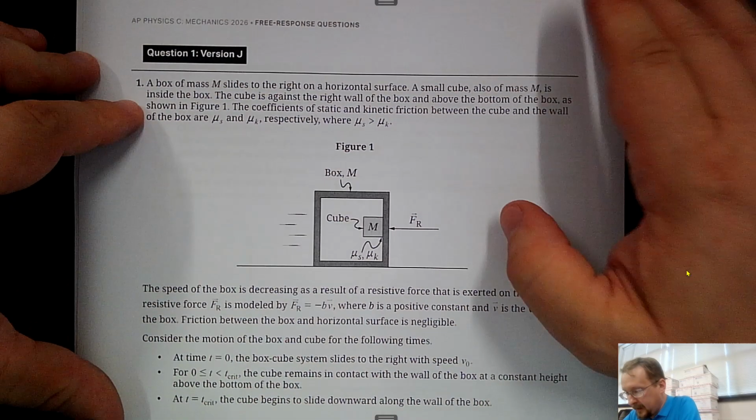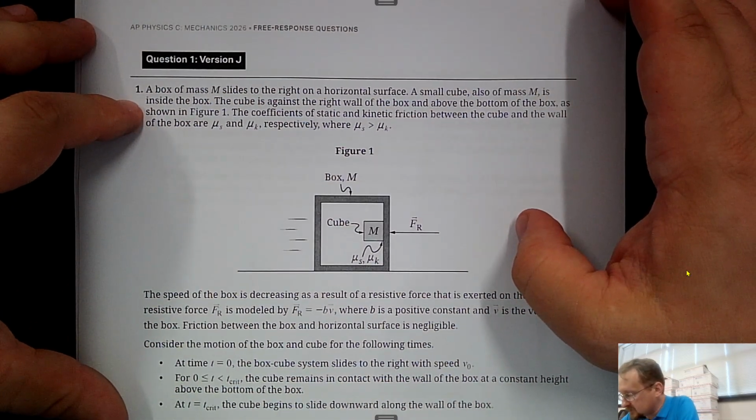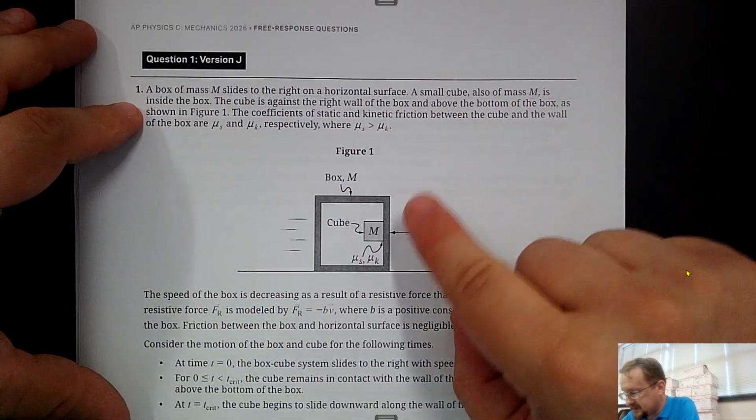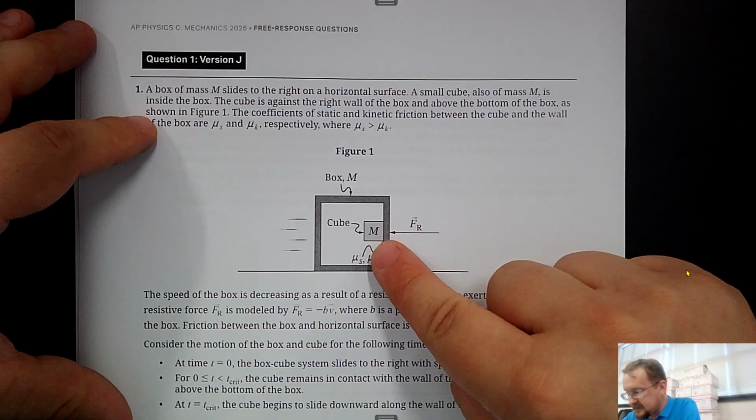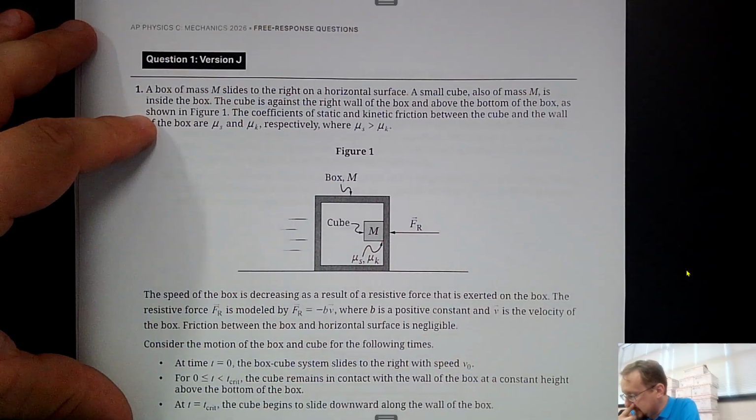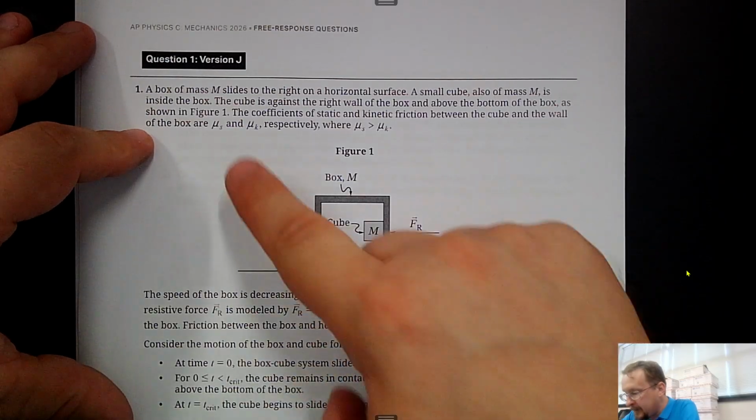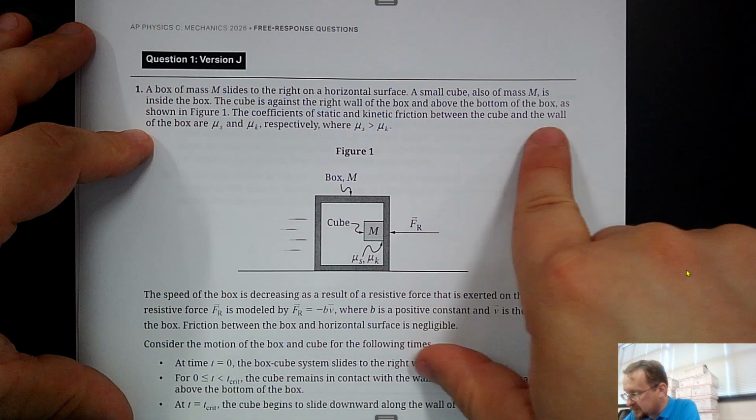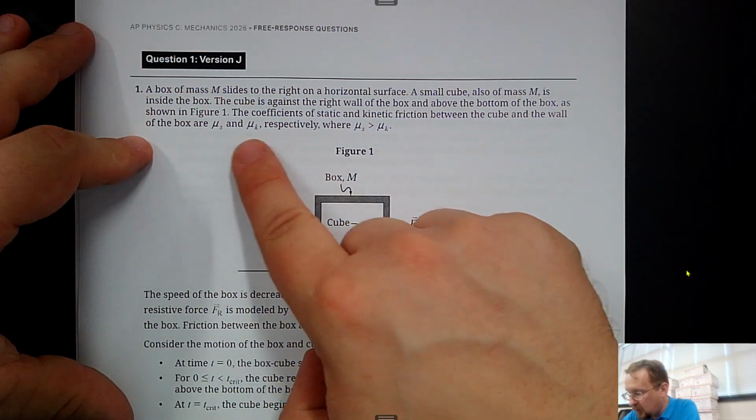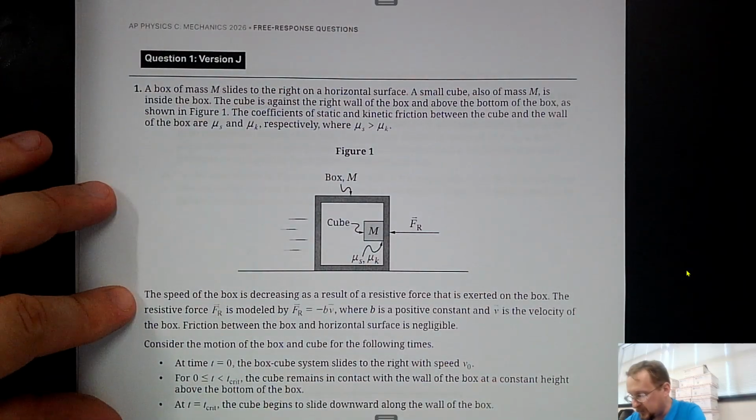All right, a box of mass M slides to the right on a horizontal surface. A small cube, also of mass M, is inside the box. The cube is against the right wall of the box and above the bottom of the box, as shown in Figure 1. Okay, that looks sufficiently difficult. The coefficients of static and kinetic friction between the cube and the wall of the box are mu s and mu k, mu s greater than mu k.